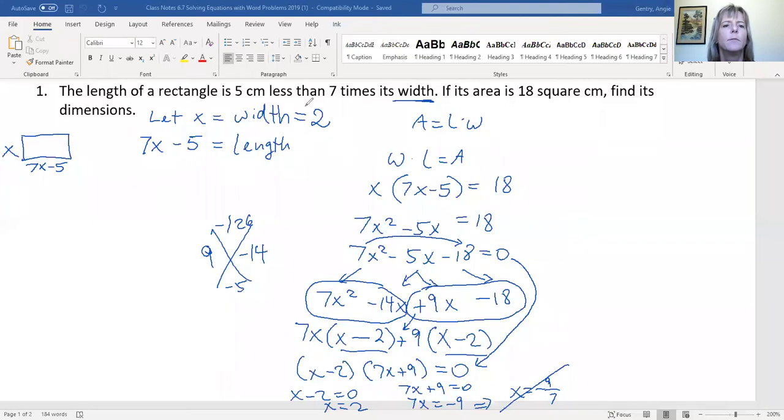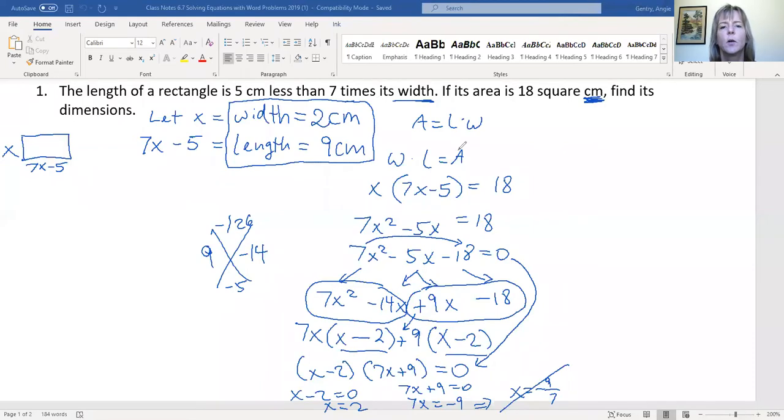And then you say, well, if x is 2, then if you plug it into this one, 7 times 2 is 14 minus 5, so then the length is 9. You need to label this appropriately, meaning in this case, we're dealing with square centimeters if it's an area. So we're dealing with centimeters to the first power if you have just linear.